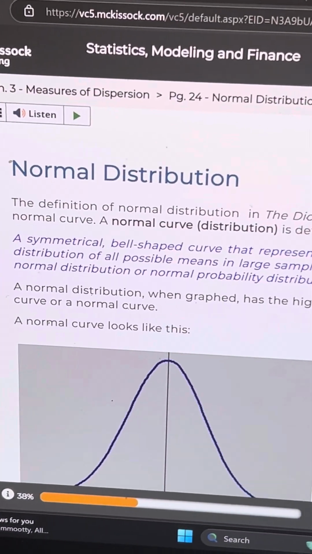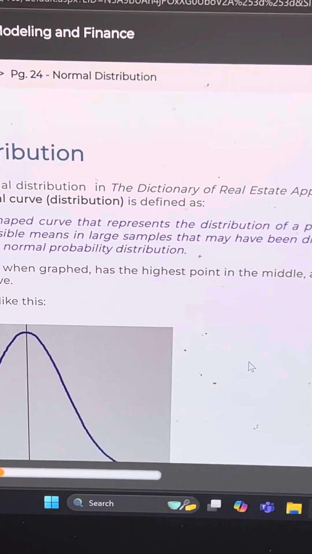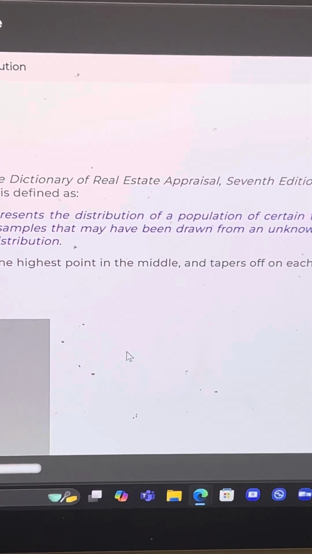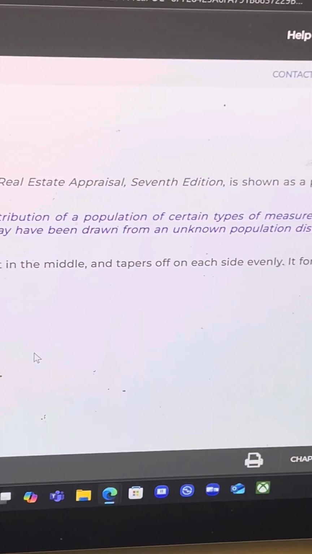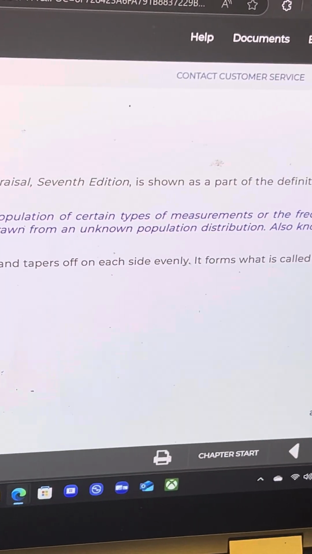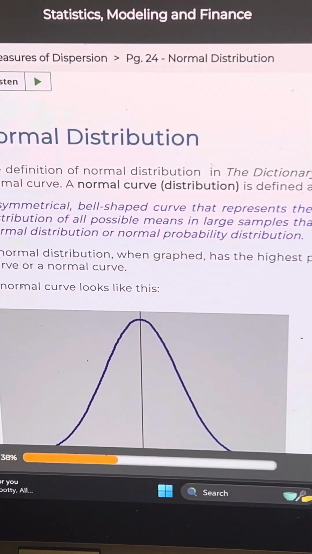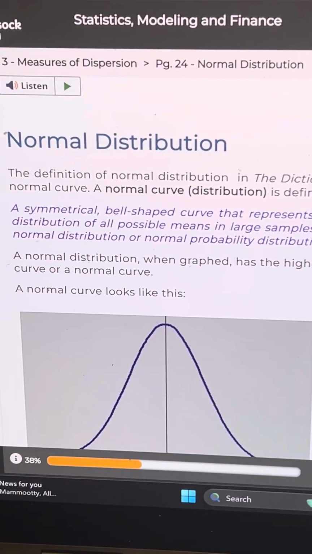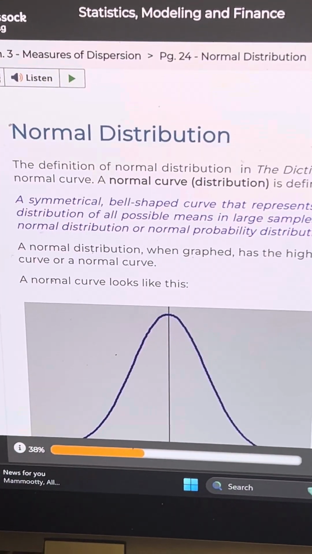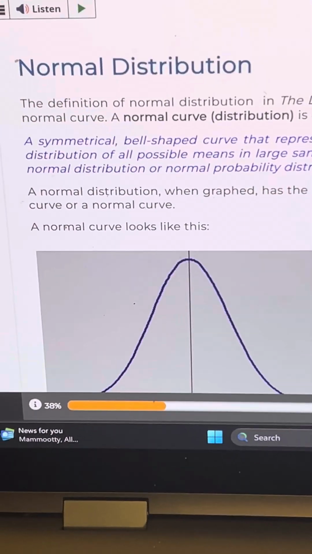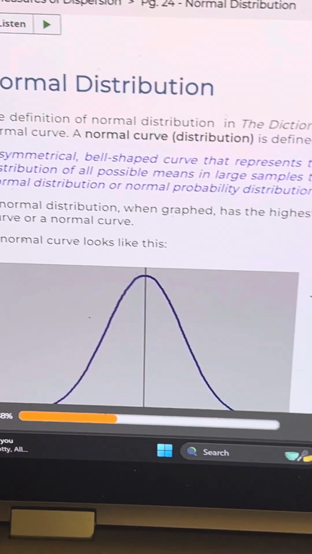A normal distribution, when graphed, has the highest point in the middle and tapers off on each side evenly. It forms what is called a bell curve or a normal curve. A normal curve looks like this.